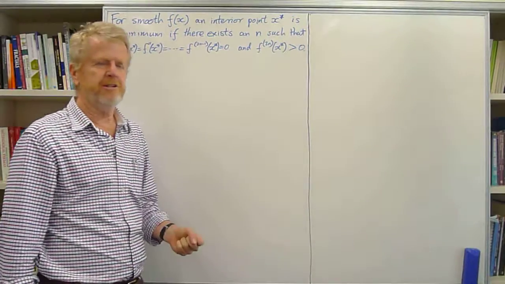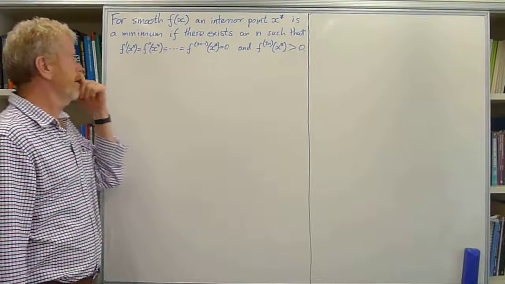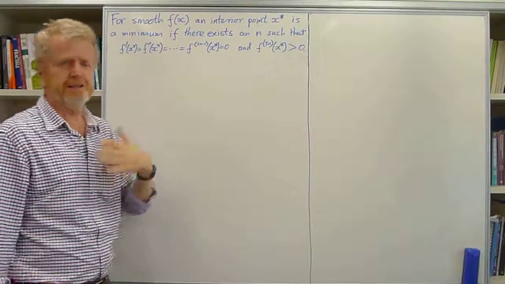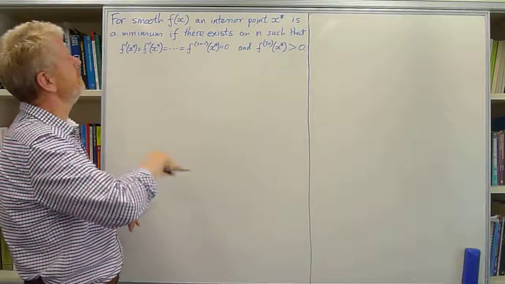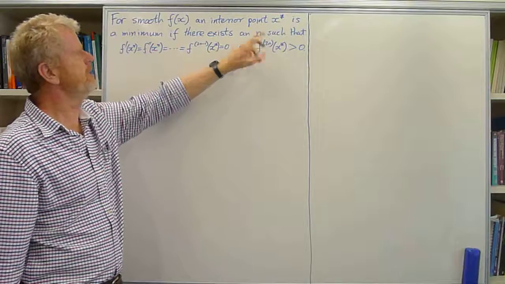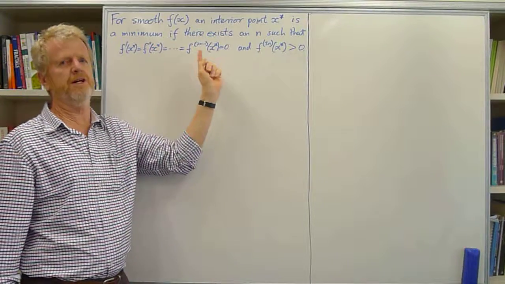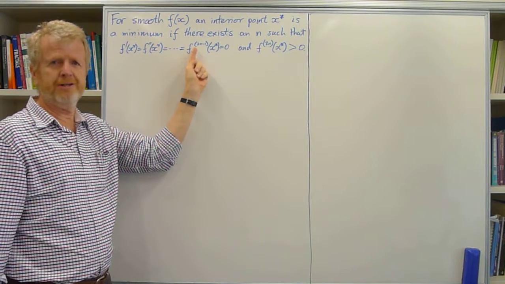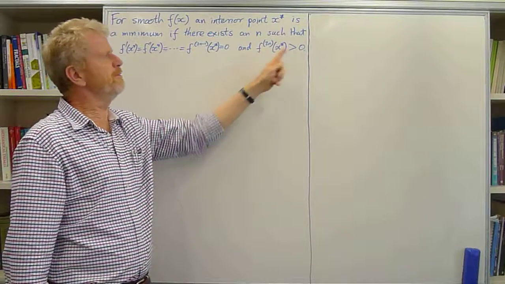So now we're going to generalise the generic second derivative test for a minimum and look at the following result. For a smooth function f of x, an interior point x star is a minimum of that function f if there exists some integer n such that all the derivatives of f are 0 at x star up to order 2n minus 1, and the 2nth derivative is bigger than 0.